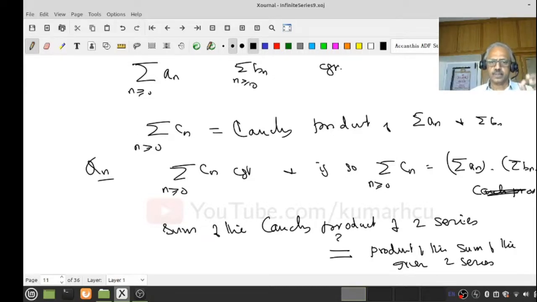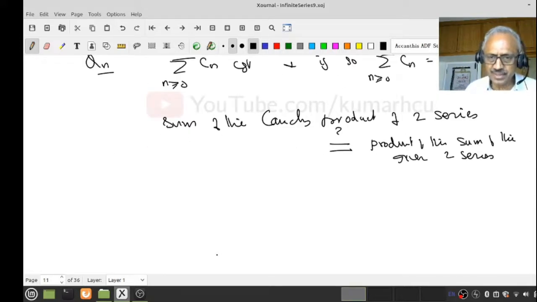Sum of these Cauchy products in infinite series. So you can talk about, if it converges, I can talk about the sum. So what do I want? The sum is nothing other than the product of the sums of the individual two series. Please understand the logic. In general, it's false.